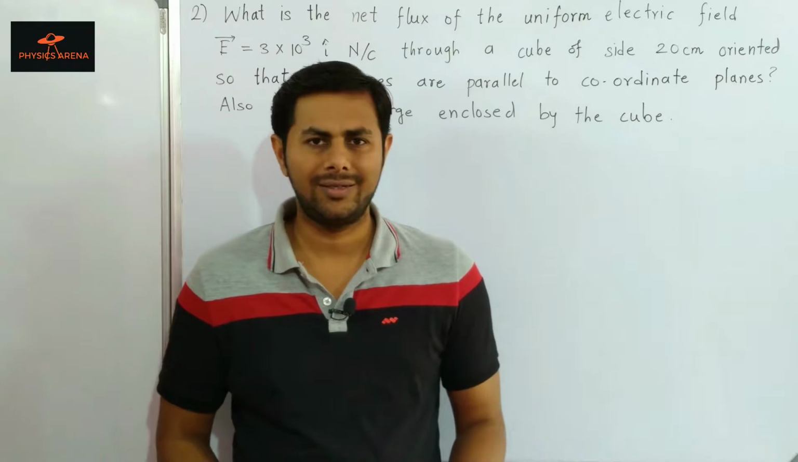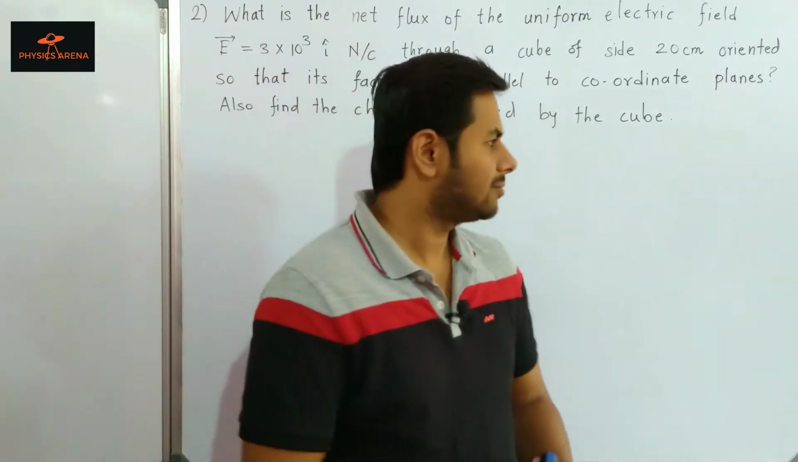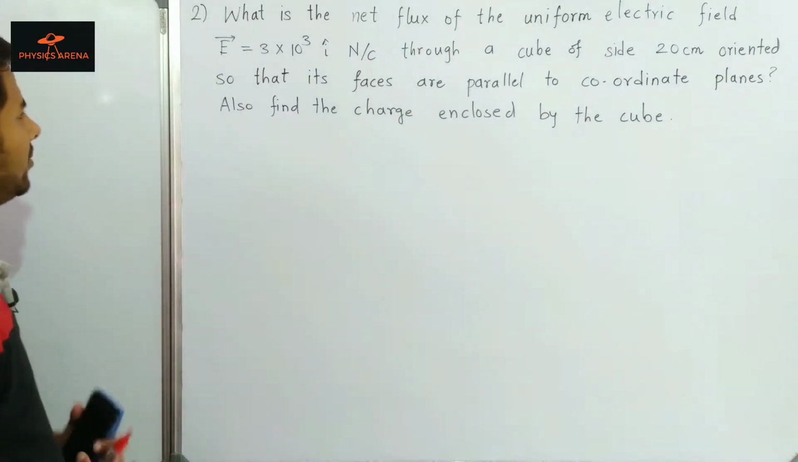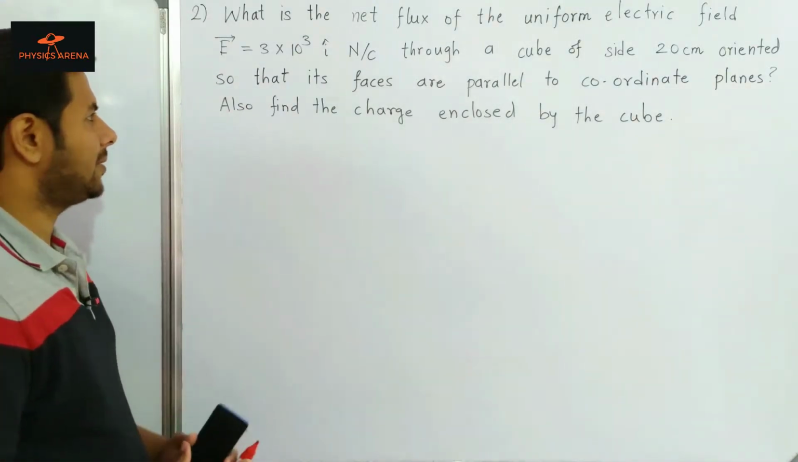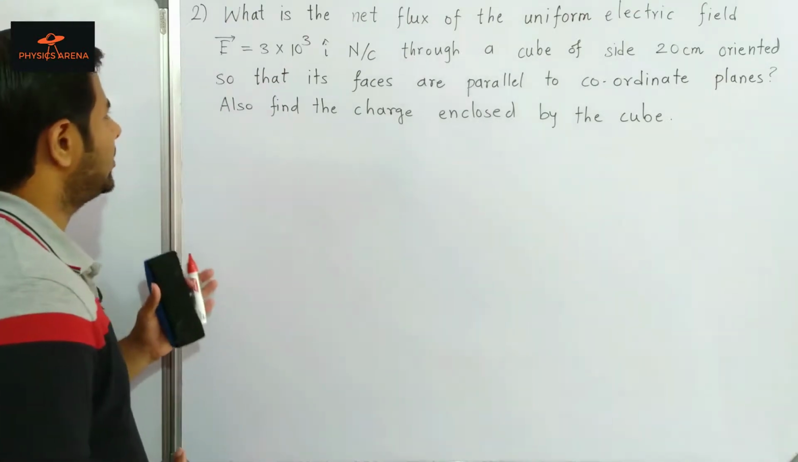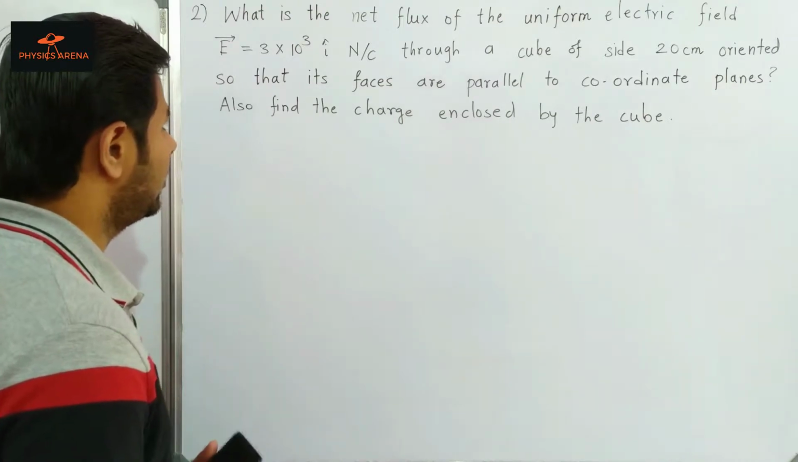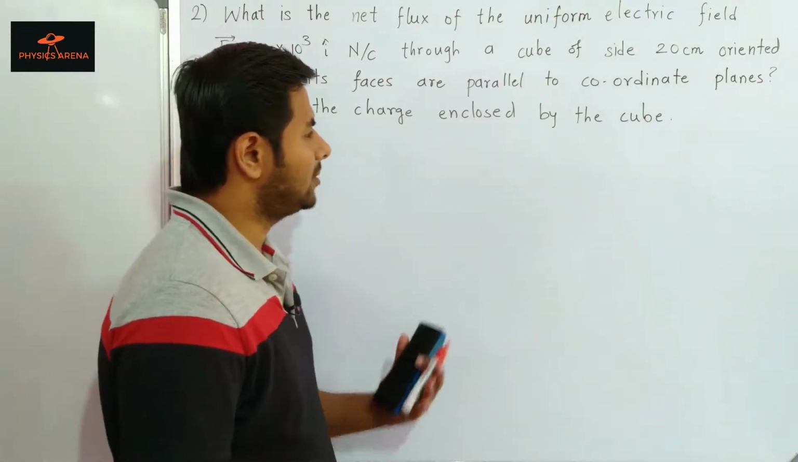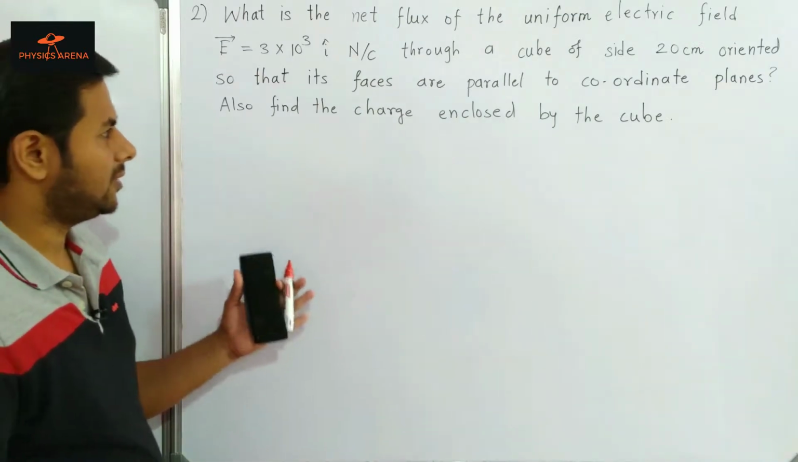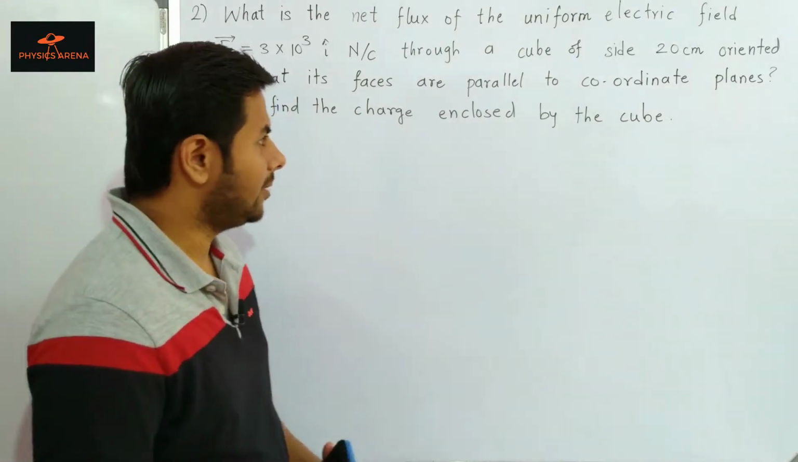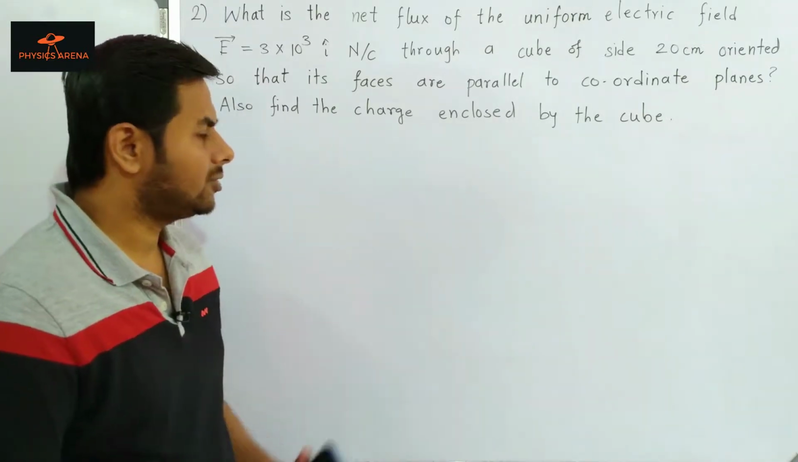Welcome back. Let us see another problem on calculation of electric flux. Problem number 2. What is the net flux of the uniform electric field E bar equals 3 multiplied by 10 raised to 3 i cap newtons per coulomb through a cube of side 20 centimeters oriented so that its faces are parallel to coordinate planes? Also find the charge enclosed by the cube.